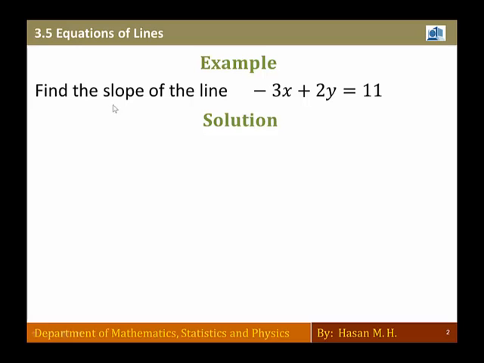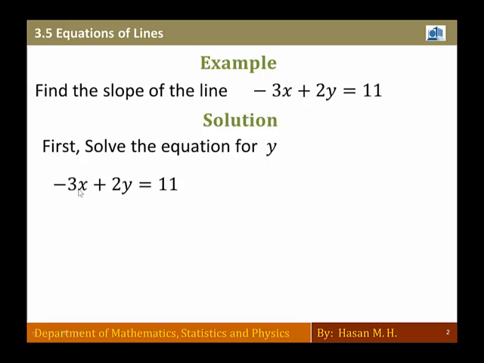Example: find the slope of the line negative 3x plus 2y equals 11. First, solve the equation for y. Using the inverse, move the negative 3x to the other side of the equal sign. We will have 2y equals 3x plus 11.